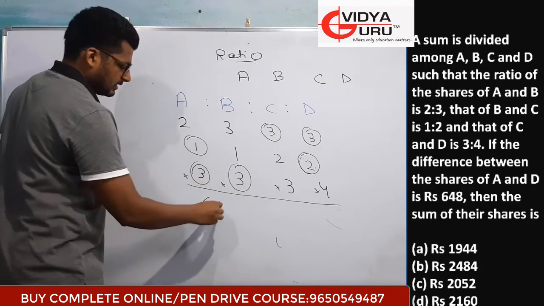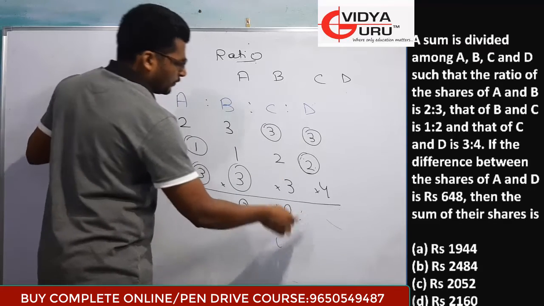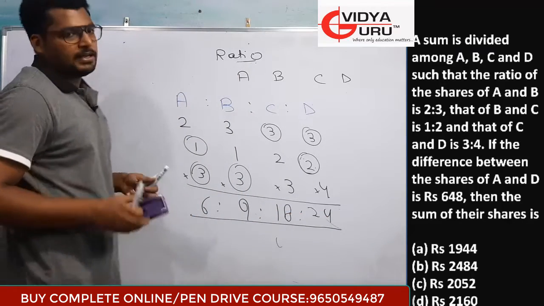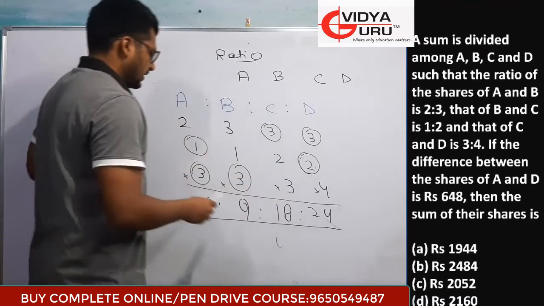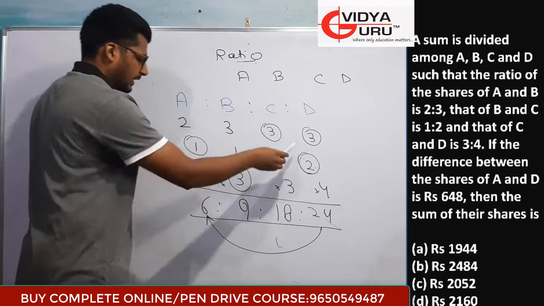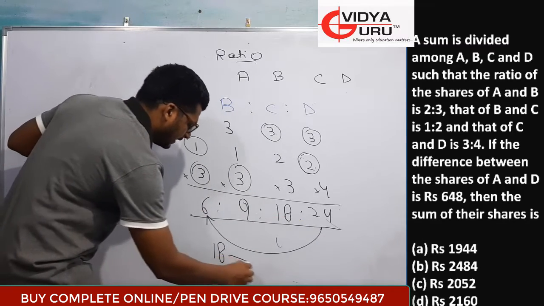2 3 is 6, 3 3 is 9, 3 3 is 9, 9 2 is 18, 4 2 is 8, 8 3 is 24. This is nothing but the A ratio, B ratio, C ratio, D. This is how we balance the ratio. The question is saying the difference between the shares of A and D. A and D. What is the difference here? As I can clearly see, it is 18.